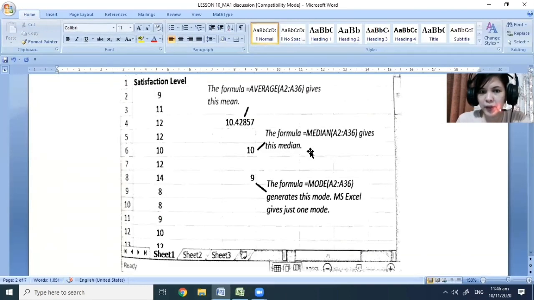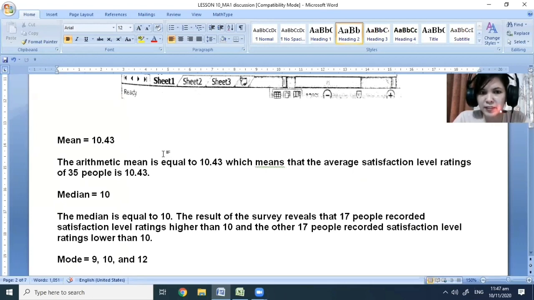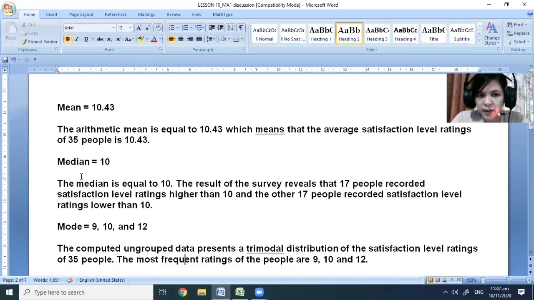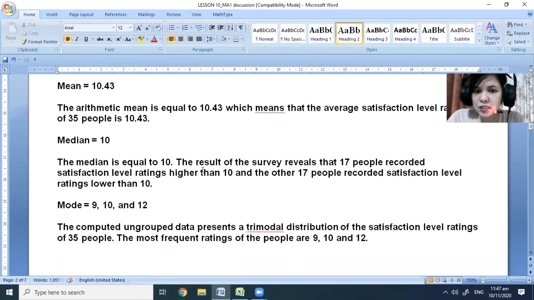How are we going to interpret this average? So, paano natin siya i-interpret? This mean, median, and mode. So, for mean, you can write it like this. The arithmetic mean is equal to 10.43, which means that the average satisfaction level rating of 35 people is 10.43. I rounded it off already to 2 decimal places or to the nearest hundredths. For median, the result is 10. So we can say that the median is equal to 10. The result of the survey reveals that 17 people recorded satisfaction level ratings higher than 10, and the other 17 people recorded satisfaction level ratings lower than 10.